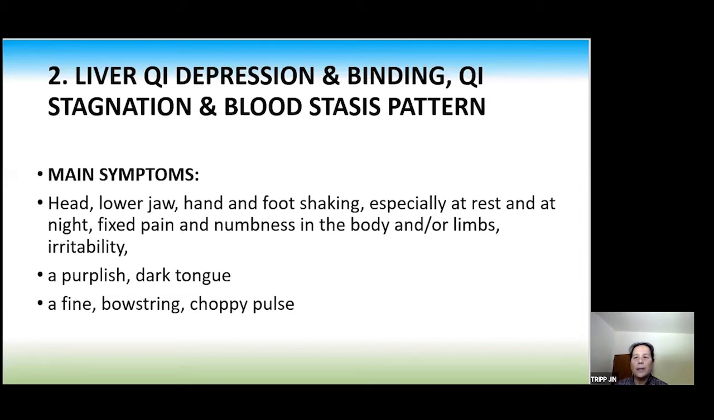Then we go to another pattern. Still a pattern related to the liver. Liver qi stagnation and causing blood stasis. So in this pattern, the symptoms still include tremor or shaking of the hands and feet or even the head. And this situation mainly happens at rest. And there could be more pain and numbness. So this pain is caused by qi stagnation and then causes blood stasis.